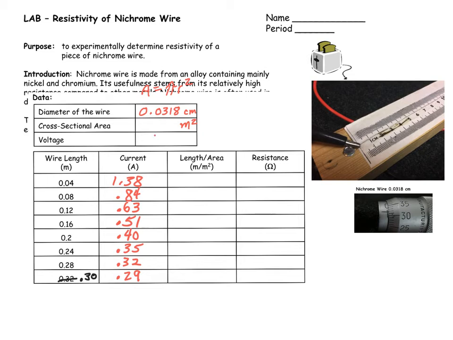The voltage, remember, we set to 4.0 volts, and that remained the same the entire time. The third column on the data table is the length divided by the area, and you'll have to calculate the area in meters squared. The last column is resistance. We can use Ohm's law to figure out resistance: R equals V divided by I, and that'll be the resistance of the wire at those various lengths. Then we're going to make a graph out of this to determine the resistivity.